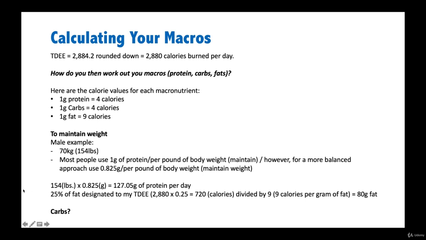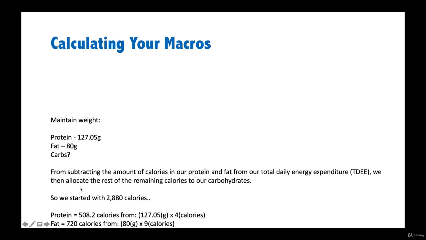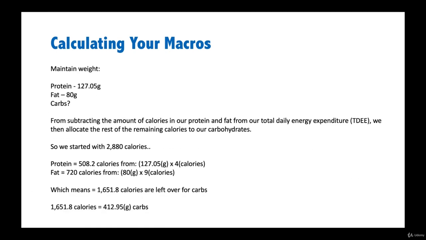That now leaves us with the carbs. So what do we do here? Okay, like I said, in this example I'm going to be showing you how this guy should maintain weight. So he's got to be eating 2,880 calories to maintain weight, because he's burning 2,880. If he puts 2,880 back in, nothing would have changed. He's going to be able to maintain his body composition. So we figured out the protein and we figured out his fat.